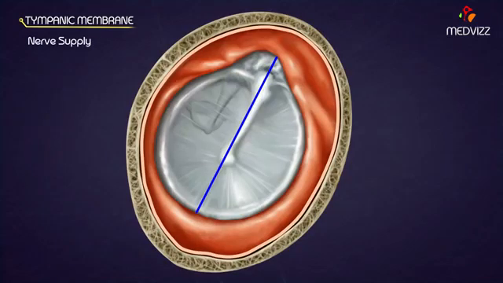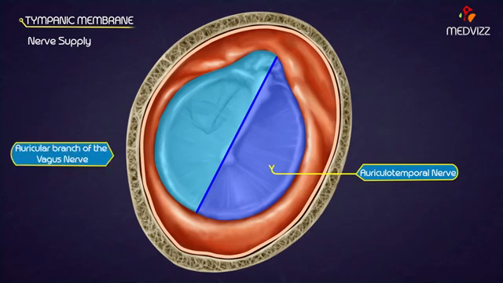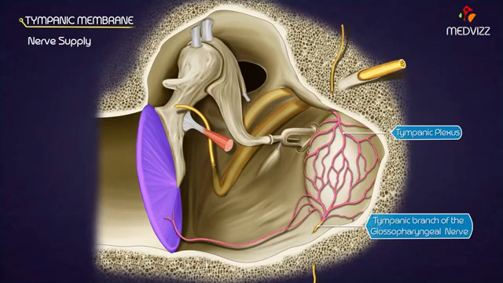Nerve supply. The anterior half of the lateral surface is innervated by the auriculotemporal nerve. The posterior half of the lateral surface is innervated by the auricular branch of the vagus nerve. The medial surface is innervated by the tympanic branch of the glossopharyngeal nerve via the tympanic plexus.